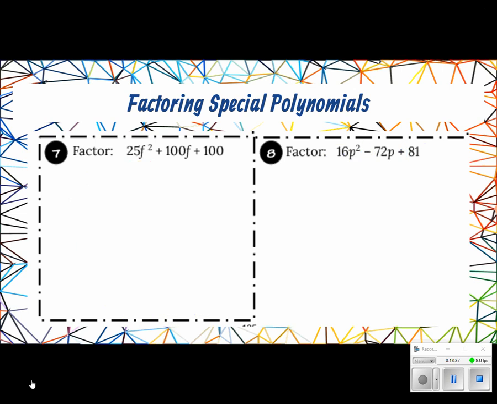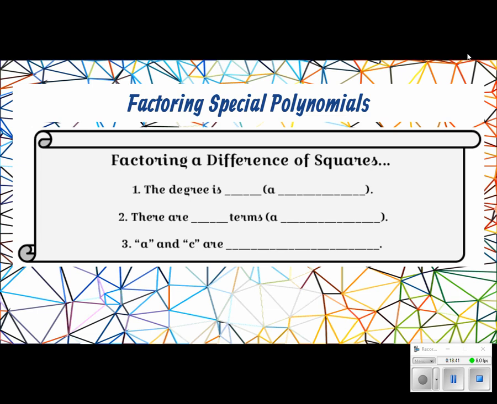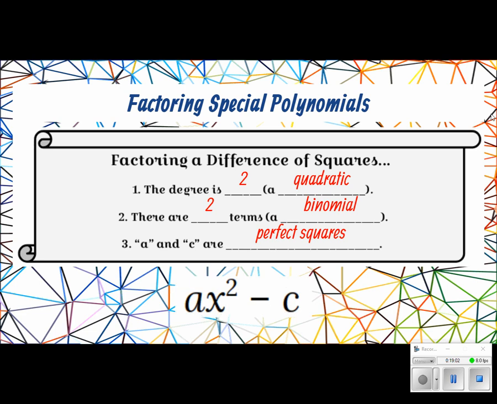All right, let's look at the other special kind of polynomials, our difference of squares, or our plus and minus ones. The degree is 2. It's a quadratic. It's hanging out in space a little bit, but that's okay. There are only 2 terms, though. These guys are going to be binomials. A and C are perfect squares, though, so that part is still around. But there's a difference in what we're looking at. We're not looking at a trinomial.